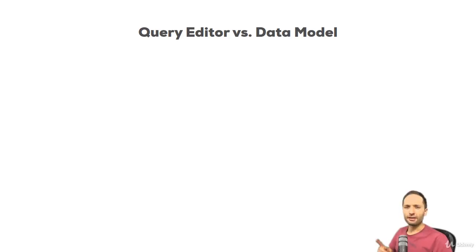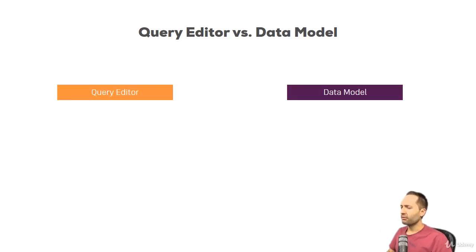Query editor, data model, why do we have those two things? Let's find that out. So we want to understand why we have a query editor and our data model, so where we want to work right now. Let's think back about what we did in the last module.